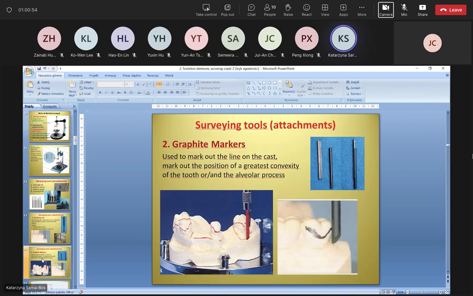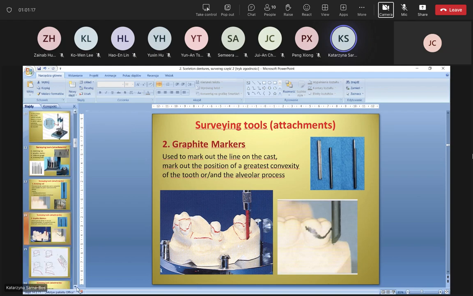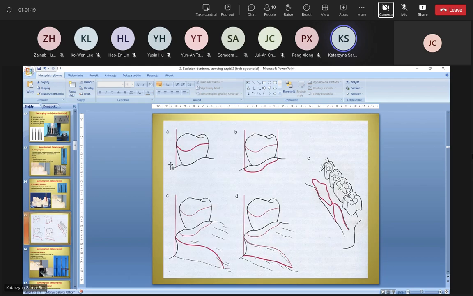Then we have the graphite markers. This tool is used to mark out the line on the cast, to mark out the position of the greatest convexity of the tooth and the alveolar process. So the graphite marker is used to mark the greatest convexity of the tooth or alveolar process.